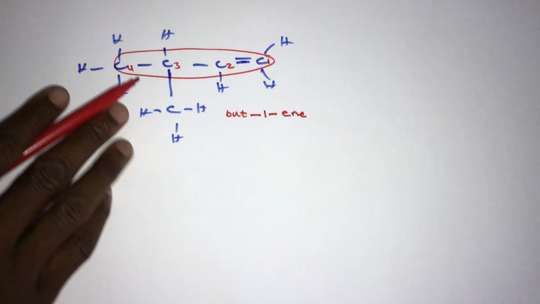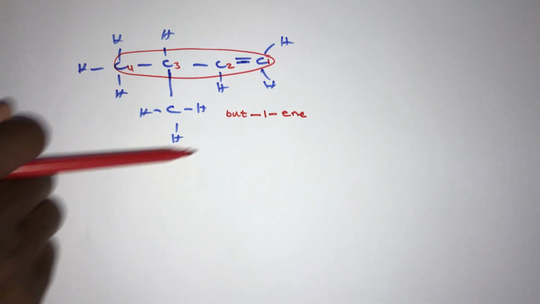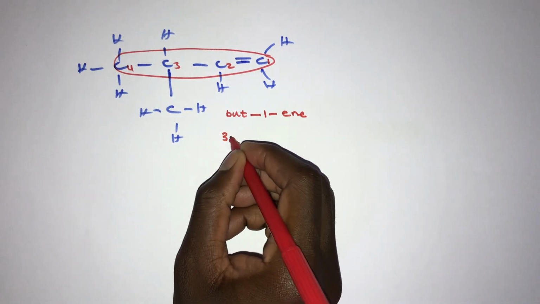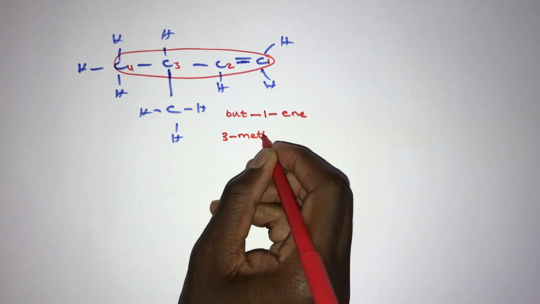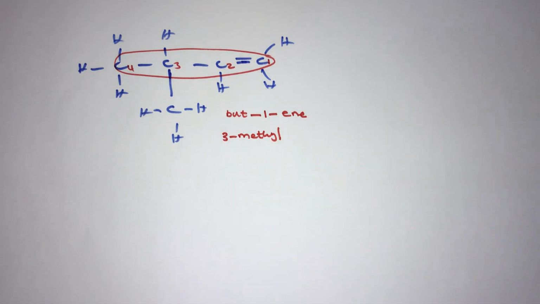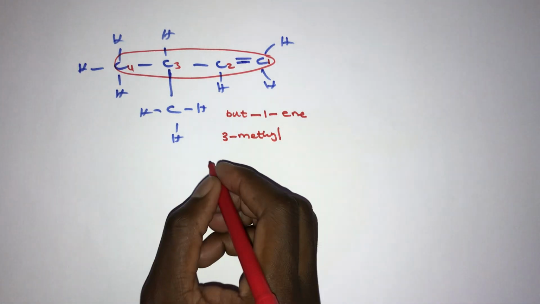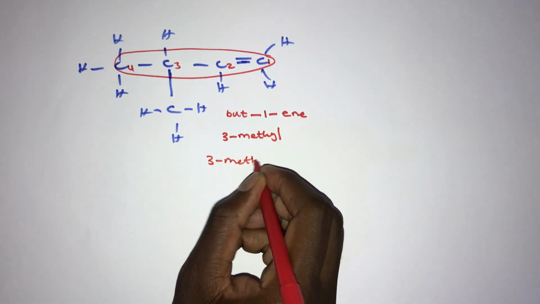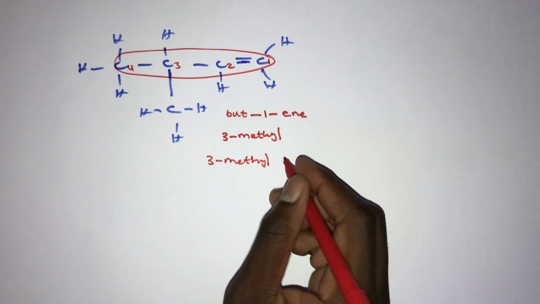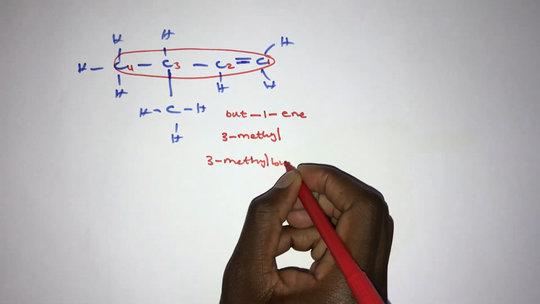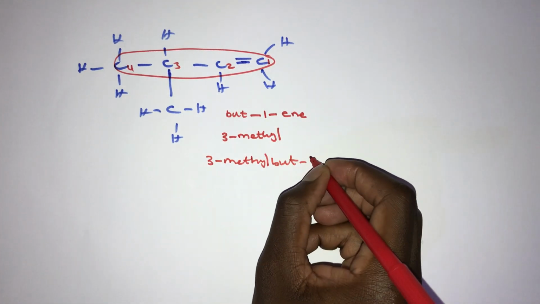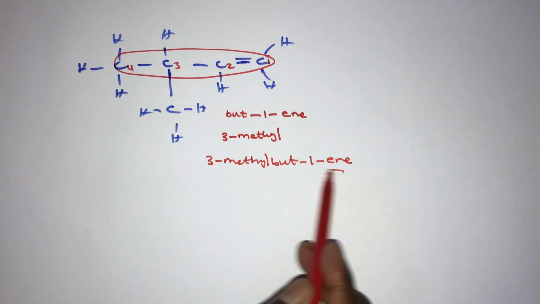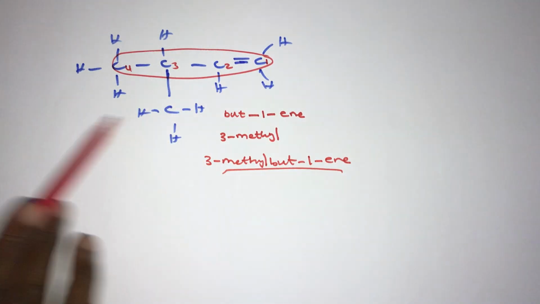Now let's check carbon atom number 3. We have methyl, so let's say 3 dash methyl. So now we can combine the name starting with the branch, 3 dash methyl, then but-1-ene. So this is the name of this structure.